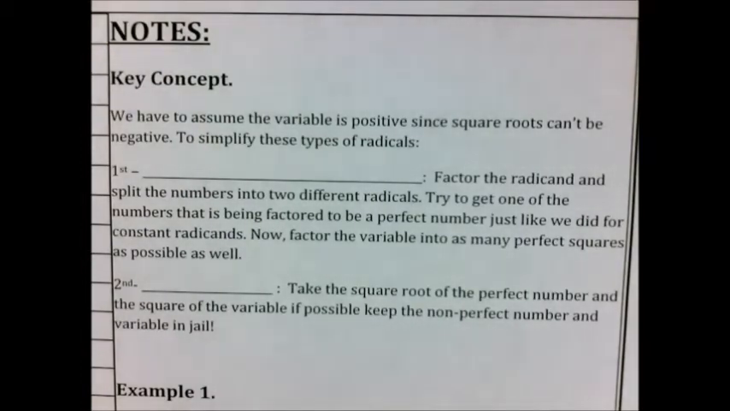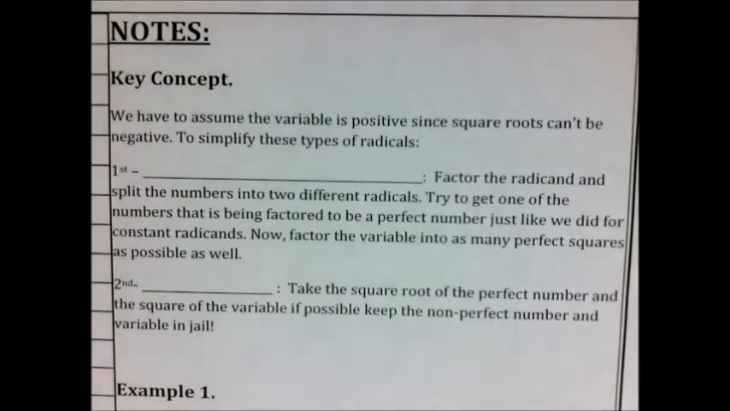Again, the key concept is a lot the same. The biggest thing that we need to remember is that we have to assume that the variable is positive, since square roots cannot have a negative number, okay? If your square root would be negative, then we wouldn't have a solution. That's why in this type of scenario, we have to assume that all the variables must be positive, or they are squared to be a positive number.